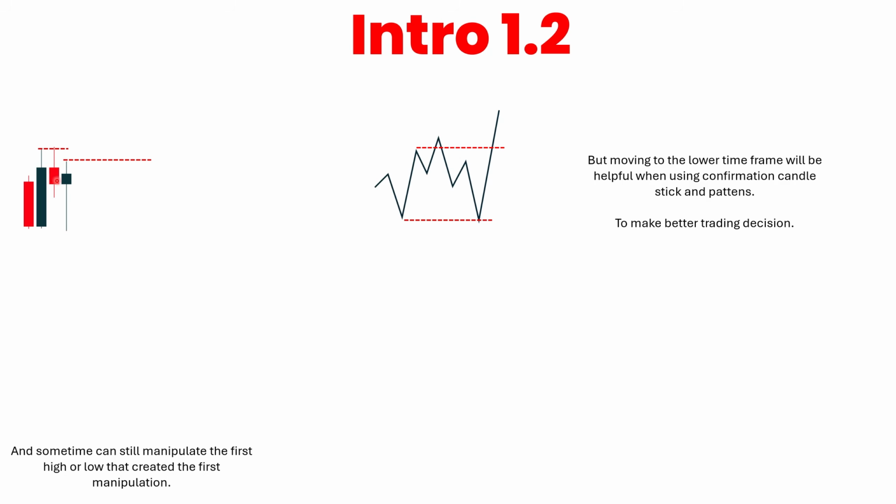We have the first manipulation level here. Price will look something like this. And then from here, because you already know that sometimes the market can manipulate the first manipulation candlestick pattern, you will be expecting the market to make the second manipulation level. So meaning anytime if price passes this area here, you will be looking to enter short into the market.